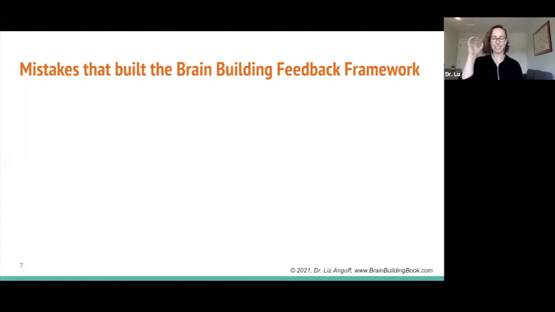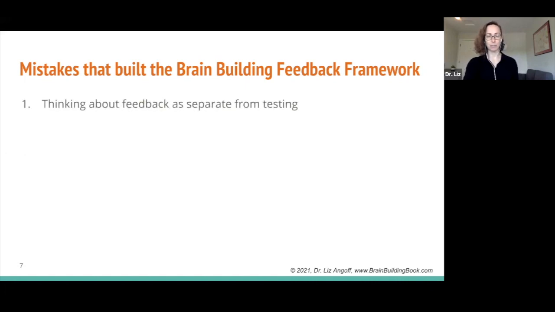Now that I had a grasp on those theoretical frameworks, I started to realize the mistakes I was making. And this is how this framework was built. So the first mistake I realized I was making with feedback with children is that I was thinking about feedback as separate from the testing that I was doing.